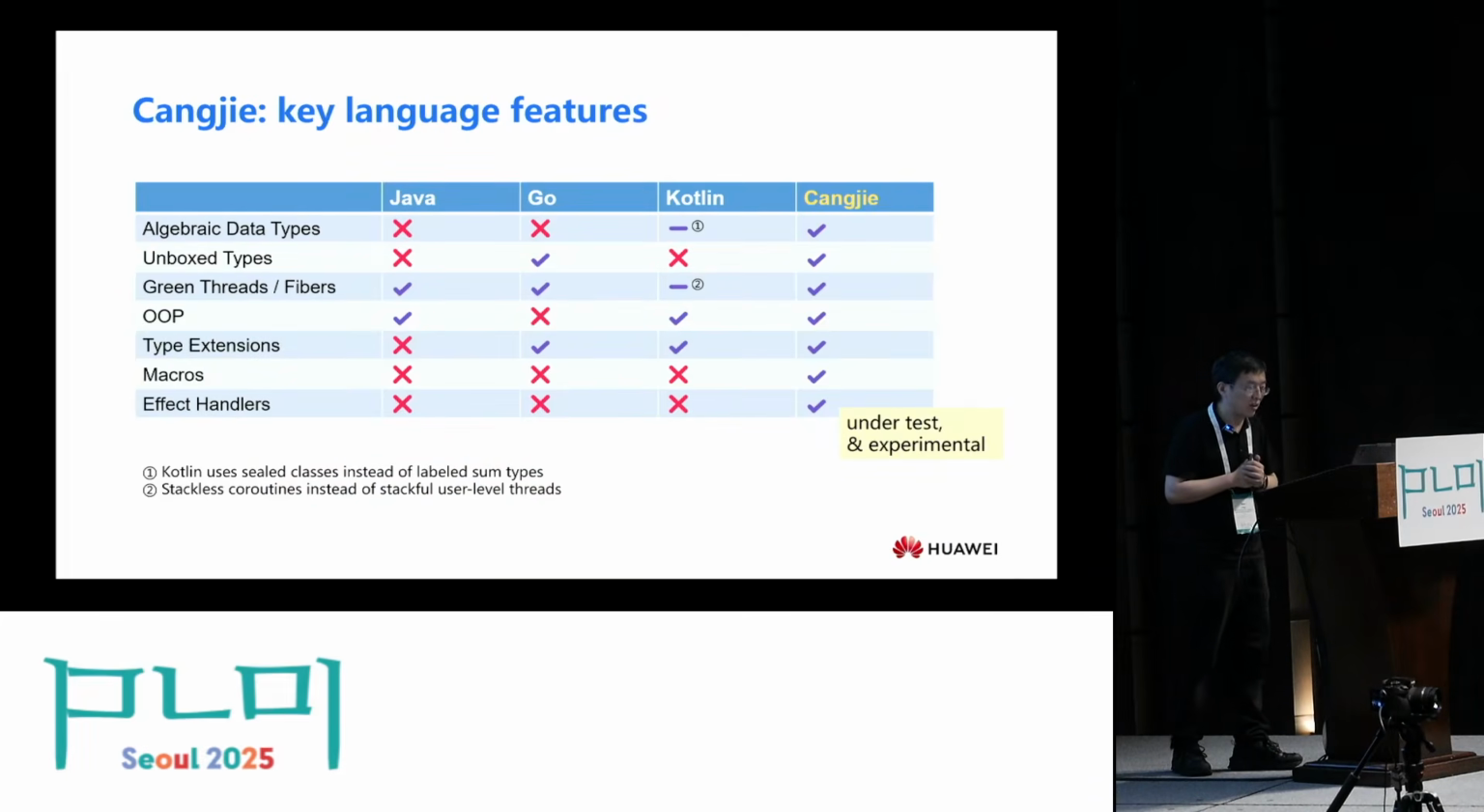Here I'll list some of the key language features of Cangjie, including algebraic data types and pattern matching, unboxed value types, green thread, object-oriented programming, type extensions, macros, and effect handlers. I show the availability of these features in other languages. This is not intended to be a thorough comparison or a fair comparison, just to give you some idea how these features are adopted in other industry-level languages.